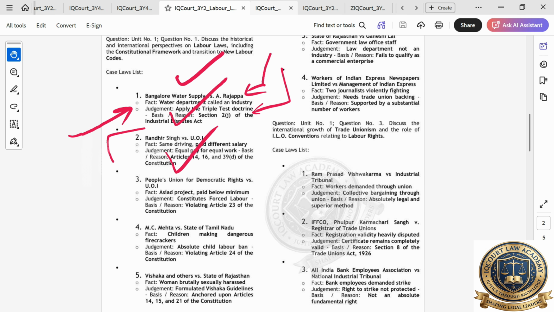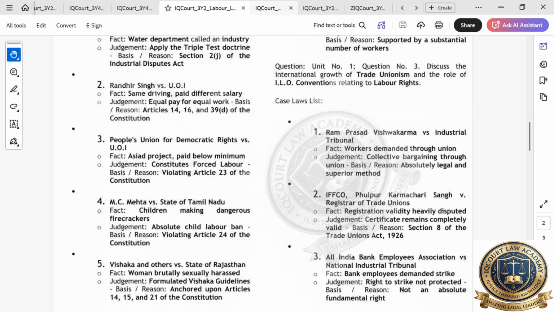This is a very brief way in which we've explained each case law. We have also explained this in the long notes. This is just for revision. We are giving it in brief.